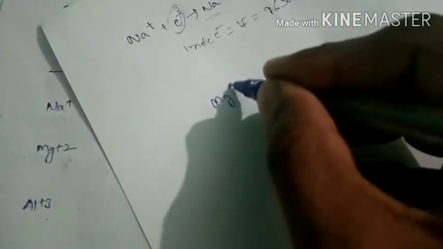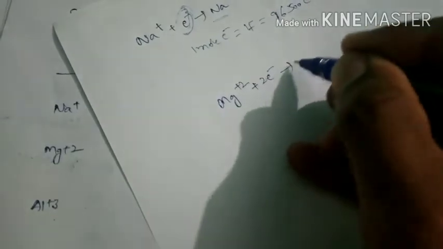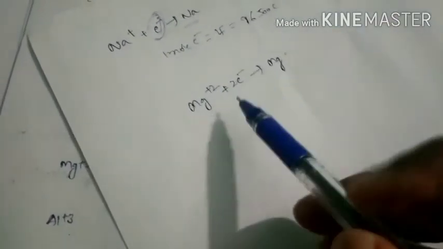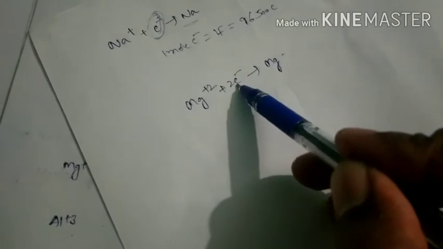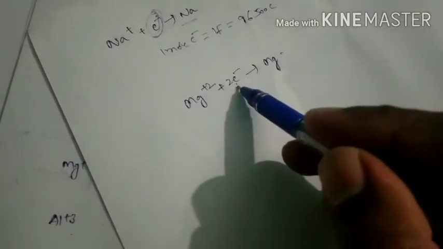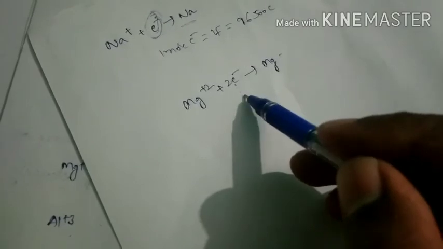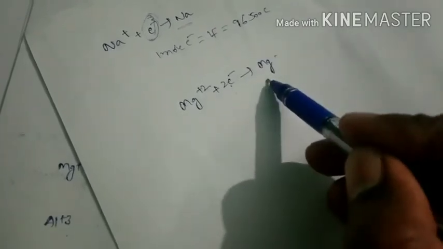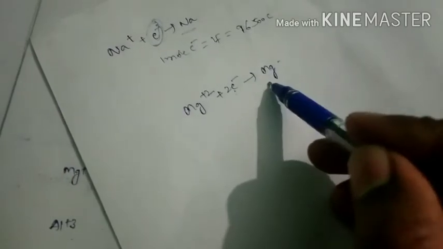In the second case, we have Mg plus 2 ion. If you want 1 mole of Mg, then we need 2 Faradays because here the charge is plus 2. As per the reaction, Mg plus 2 electrons gives 1 mole of Mg. That means if you pass 2 Faradays of electricity, or 2 moles of electrons, or 2 into 96,500 coulombs, then you get 1 mole of Mg, not 2 moles of Mg. That is the meaning of this.